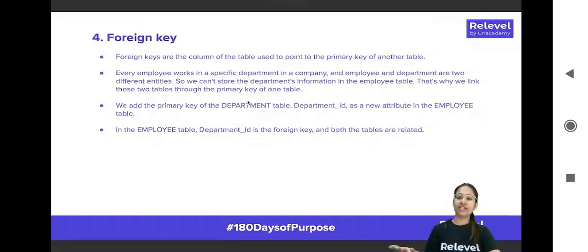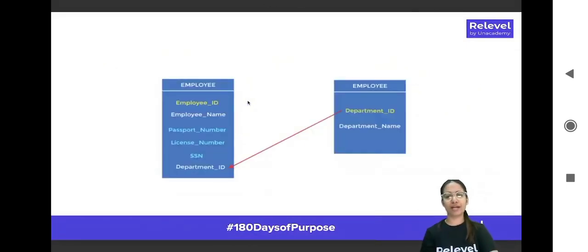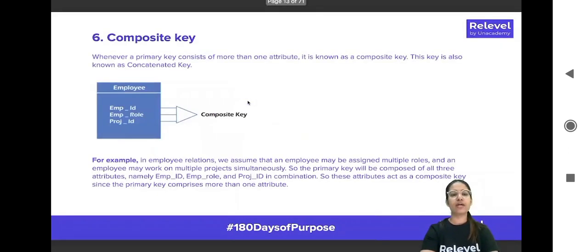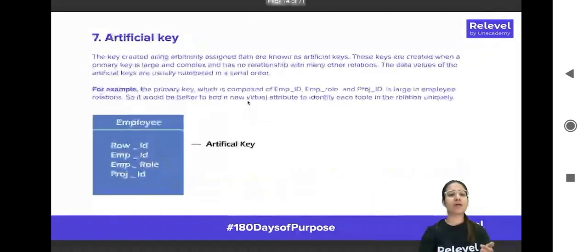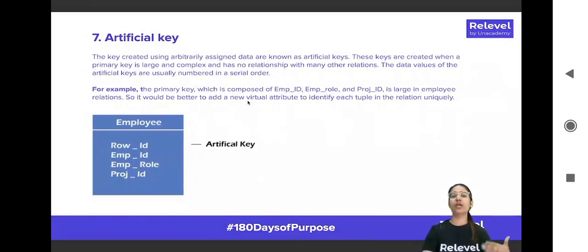Then we talked about the foreign key, where we took an example of employee and department, where the primary key of one table is used in another table as well to draw relationships. That is what a foreign key is, and that was our 5th key. Alternate key we've already talked about. Then we talked about composite keys, where one single attribute is not enough to uniquely identify a tuple, so we use 2-3 attributes together to make a primary key. And the last one is the artificial key, where we have such complex relationships and primary keys that we introduce just one more column of serial numbers for unique identification, which is a lot easier.